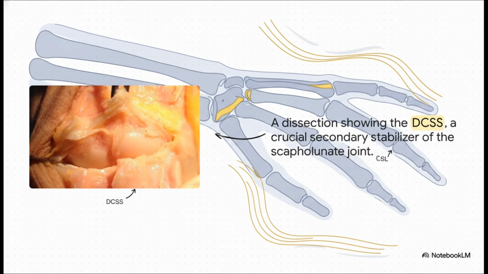And this dissection right here shows that very structure, the DCSS. So why is this so important? Well, it acts as a critical secondary stabilizer. Think of it like a backup support system for the main SL ligament. And its discovery really changed how surgeons approach treatment, because it suggested that, hey, maybe just repairing the ligament itself isn't enough. You might also have to address this crucial capsular connection.